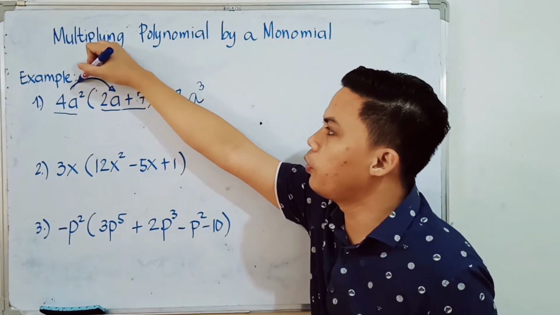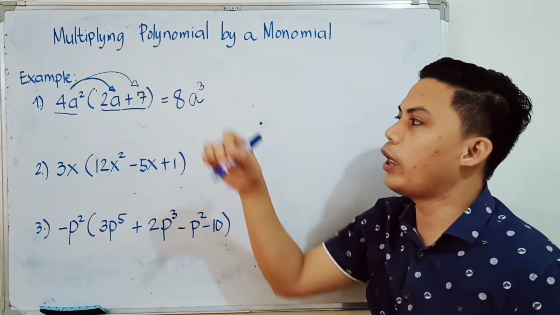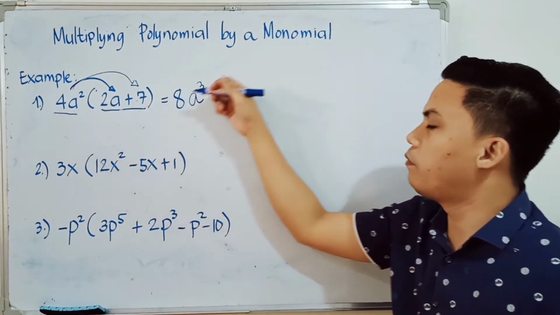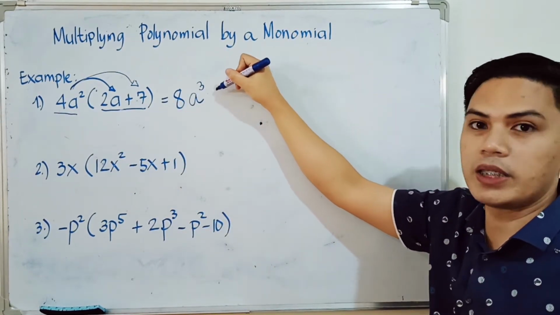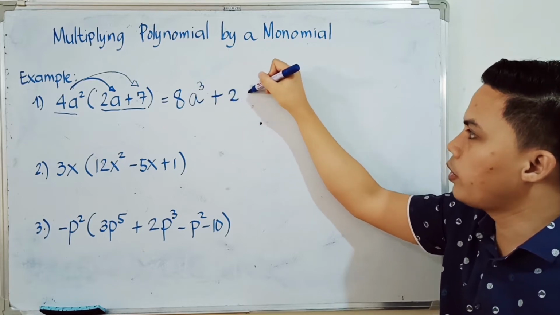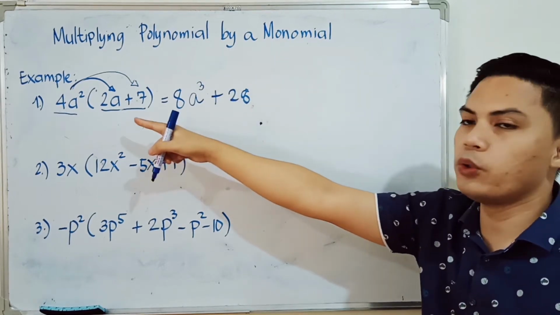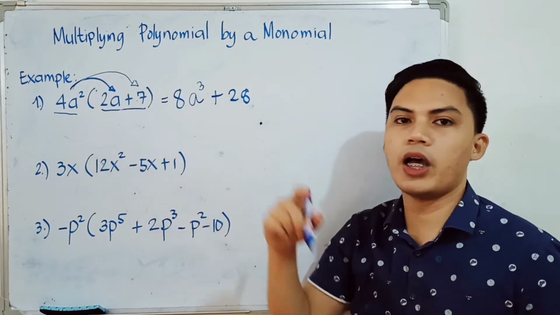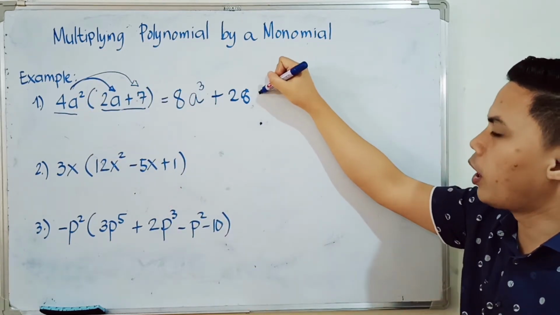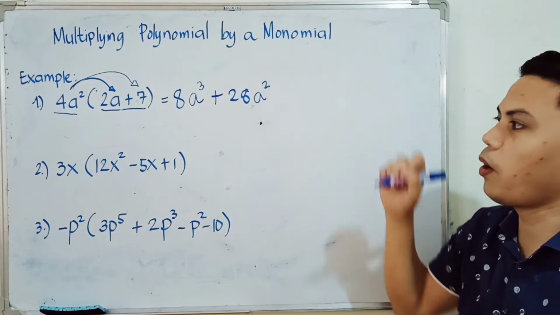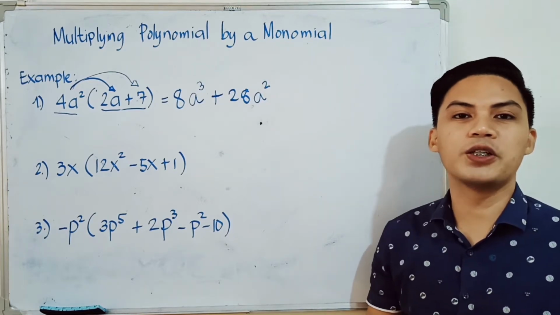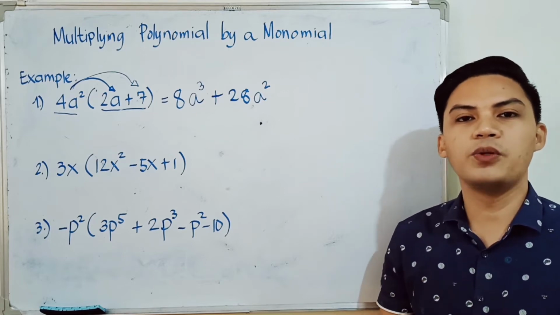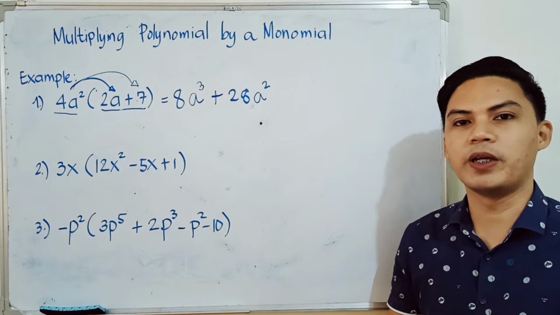Next, we're going to distribute or multiply 4a squared by 7. So 4 times 7, that would be equal to positive 28. So positive 28. Then we're going to affix yung literal coefficient natin, yung variable at saka yung given exponent. So it will become a square. So make sure that yung final answer natin is arranged in descending order. Kasi nga ito yung standard form ng pagkakasulat ng sagot ng isang polynomial.